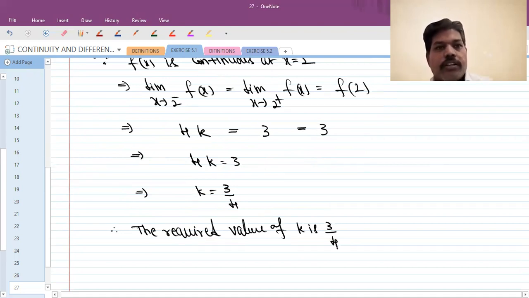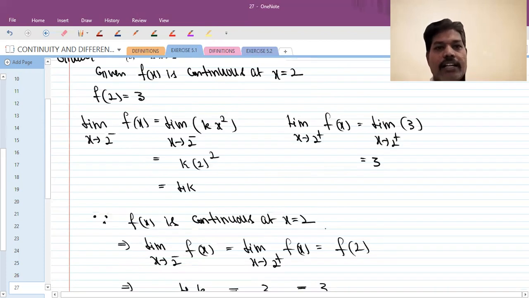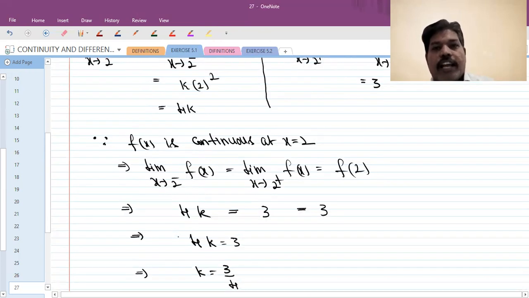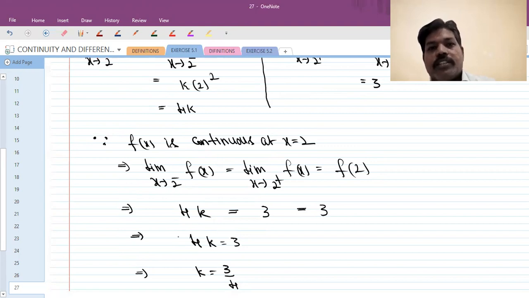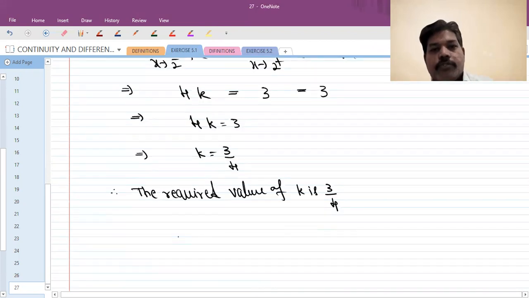Do you understand, students? The function is continuous at x equal to 2. So first calculate f of 2, the left hand limit and the right hand limit. Since f of x is continuous at x equal to 2, by the definition, the left hand limit is equal to the right hand limit is equal to f of 2. Equate these three, and automatically you will get the k value. So see that question, students, and practice that question.